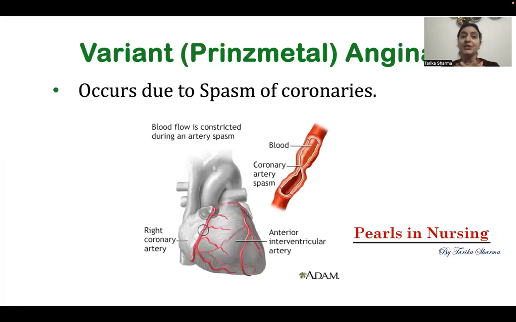The third type of angina is variant angina. It is also known as Prinzmetal angina. Why is it known as Prinzmetal angina? Because in the year 1959, Dr. Myron Prinzmetal described this kind of angina.